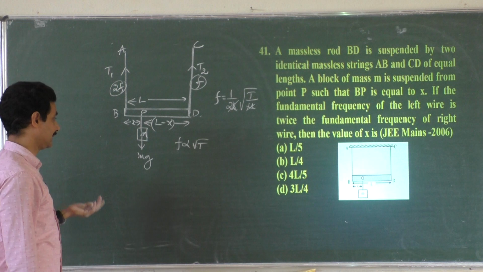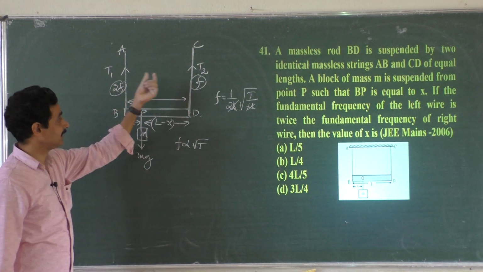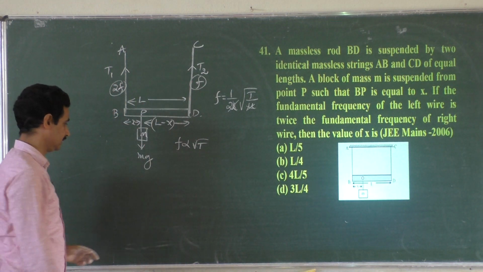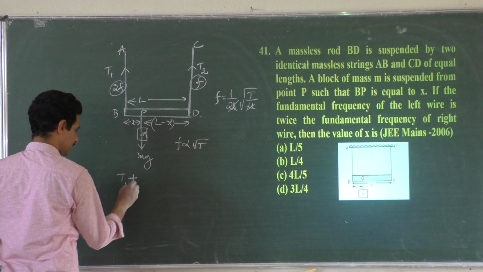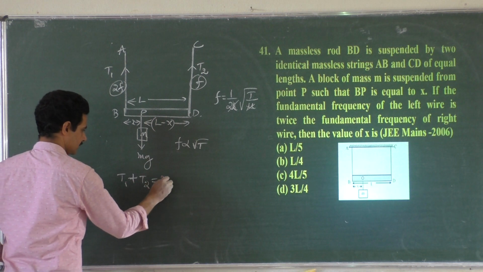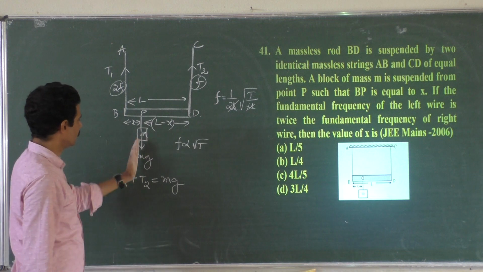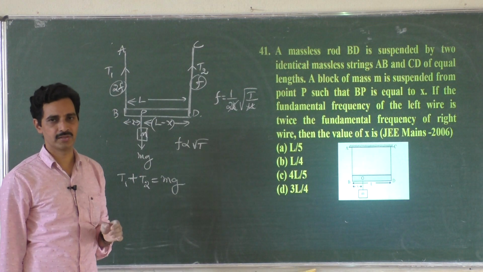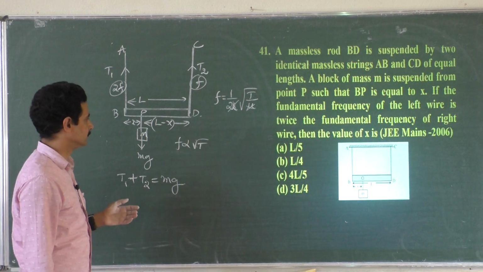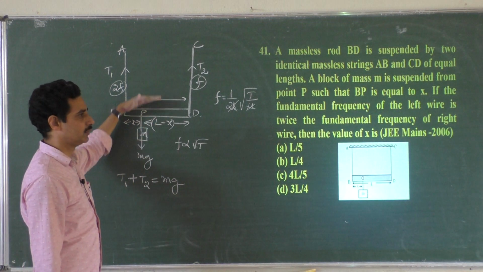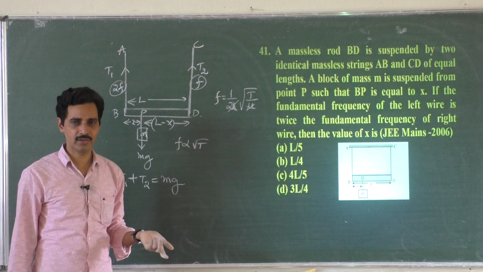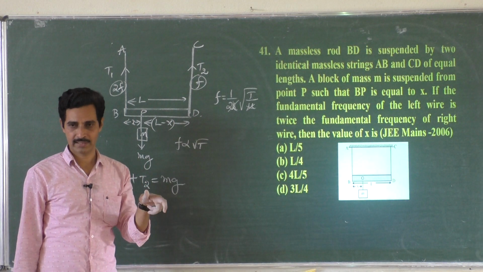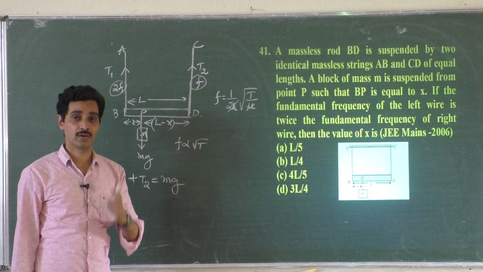Now how to decide the tension? Here, the addition of these two tensions must give mg. That is one equation, simply you can write. These two tensions must be equal to mg. Upward forces must be equal to downward forces, because the rod is neither moving downwards nor moving upwards. Net force acting on the rod is 0 and the rod is not rotating. Net torque acting on the rod must be 0.